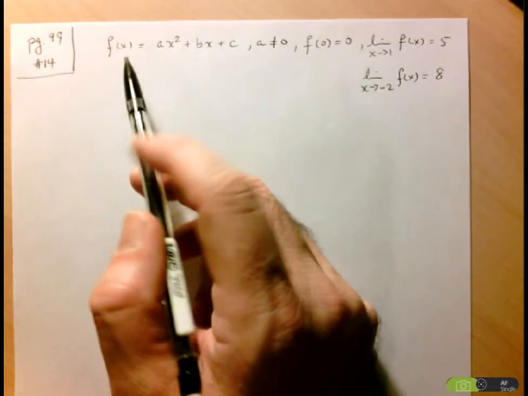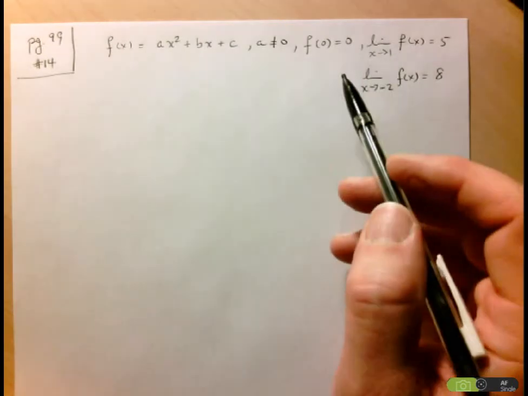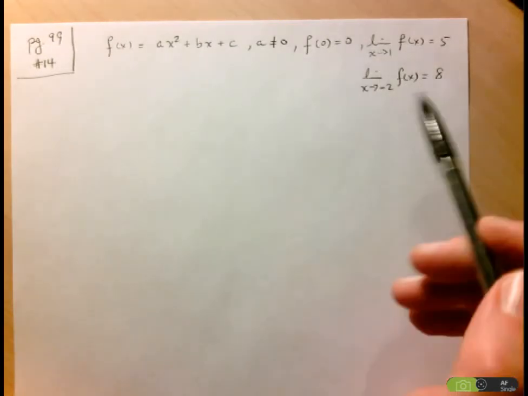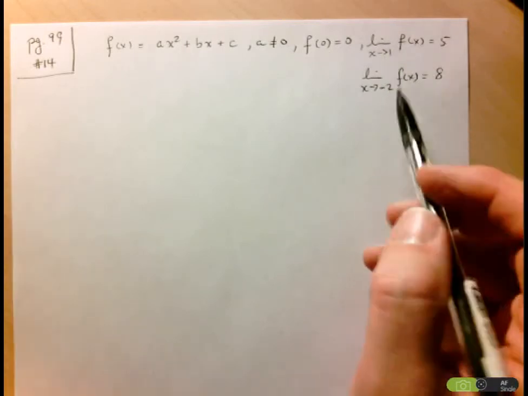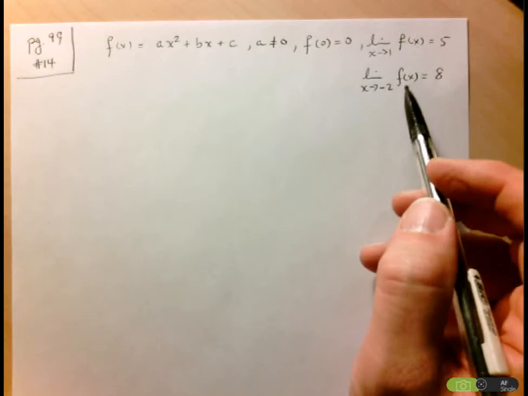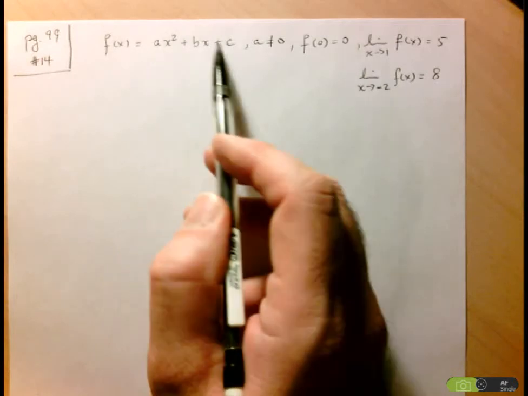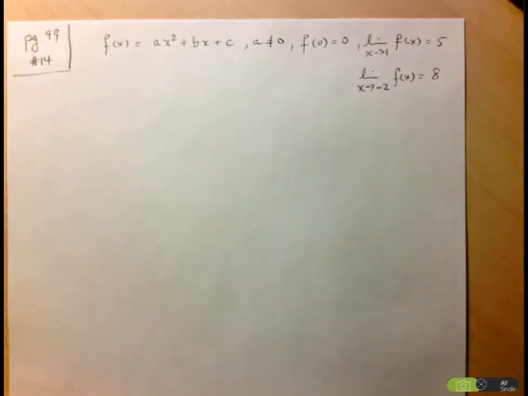So in other words, they're telling us that f is a quadratic function, and they're giving us three pieces of information: that the function value at 0 is 0, that the limit as we approach 1 is equal to 5, and the limit as we approach negative 2 is equal to 8. And they're asking us to find a, b, and c. So not surprisingly, since I need to find three unknowns, I'm given three pieces of information. Essentially we're solving a system of equations for a, b, and c.